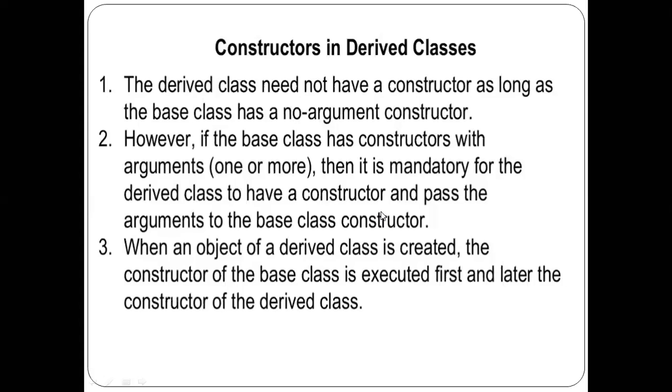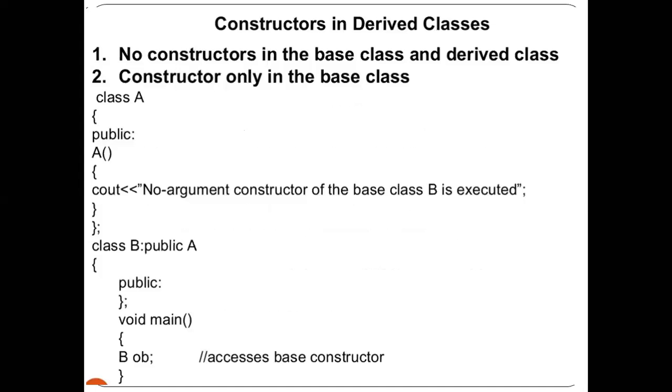So why are these things required, why do we need to follow these rules? When an object of the derived class is created, the constructor of the base class is executed first and then the constructor of the derived class. But if we talk about the destructor, it is done in reverse. First the derived class is deallocated, and then the base class. So these are the conditions that we are going to see.